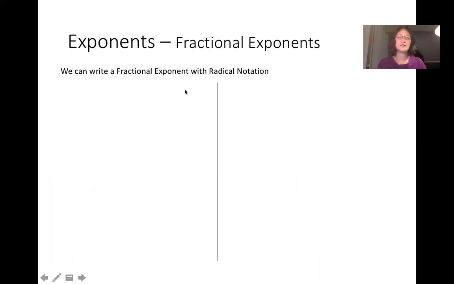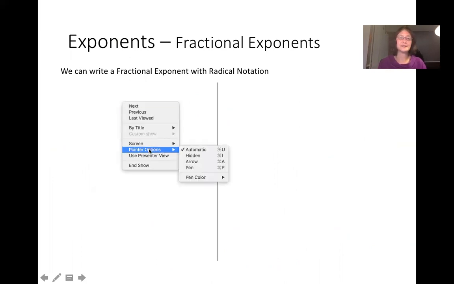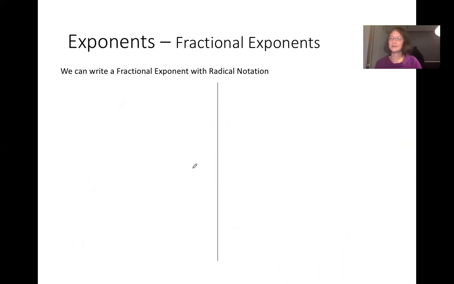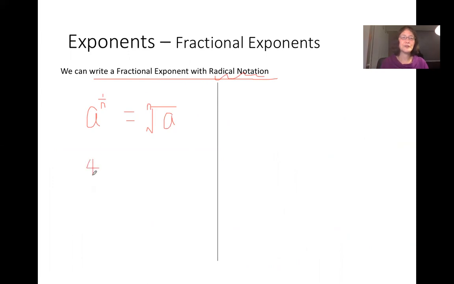This one is the fractional exponents. Okay. So for example, we can write a fractional exponent with radical notation. For example, a raised to power 1 over n, this is a fractional exponent. How can we write it in radical notation? It is the same as the nth root of a. Okay. For example, 4 raised to power 1/2 is the same as square root of 4 and equals 2.